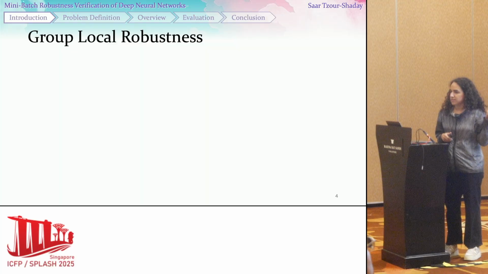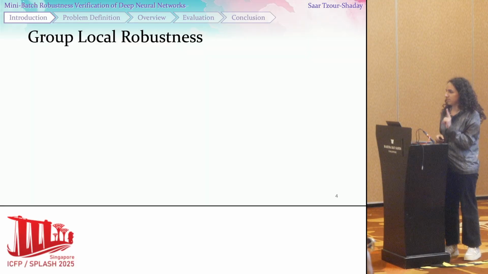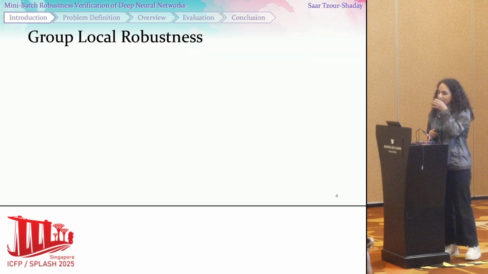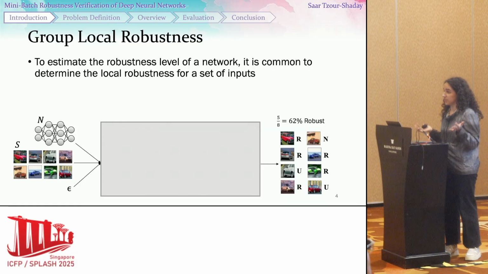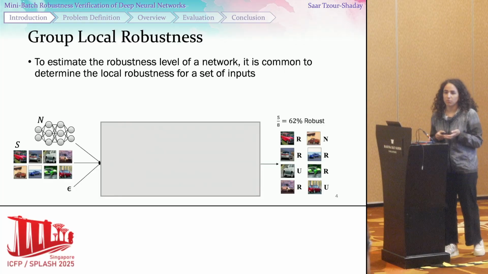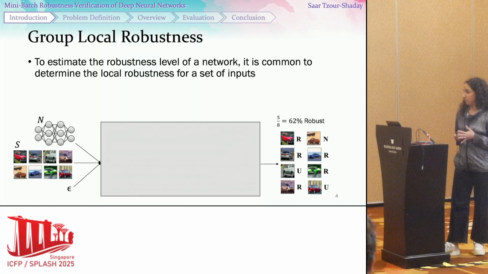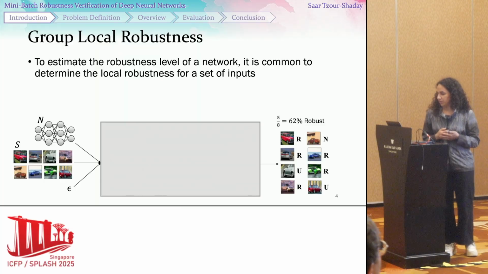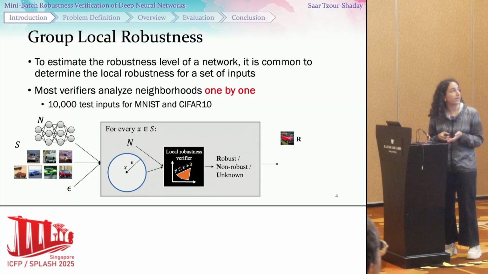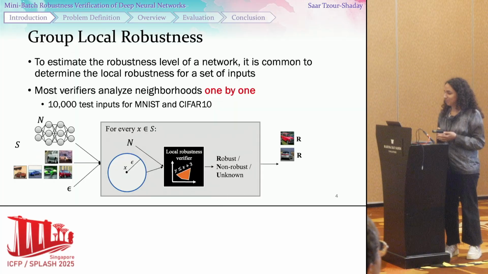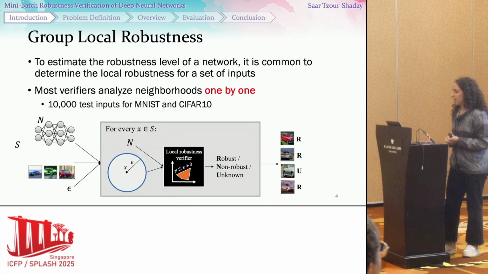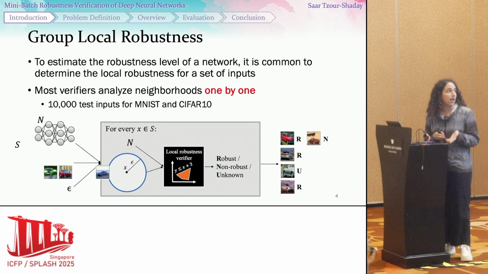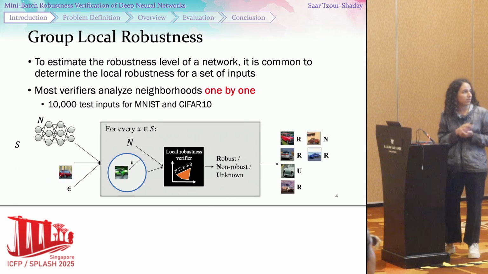So this local robustness property that I just showed you is with respect to a single input image in a single neighborhood. But in order to estimate the robustness level of a network in general, it is common to determine the local robustness for a set of inputs. Most verifiers analyze neighborhoods one by one. And for reliable estimation, though, large sets of inputs are necessary. The larger, the better. So this becomes highly inefficient.